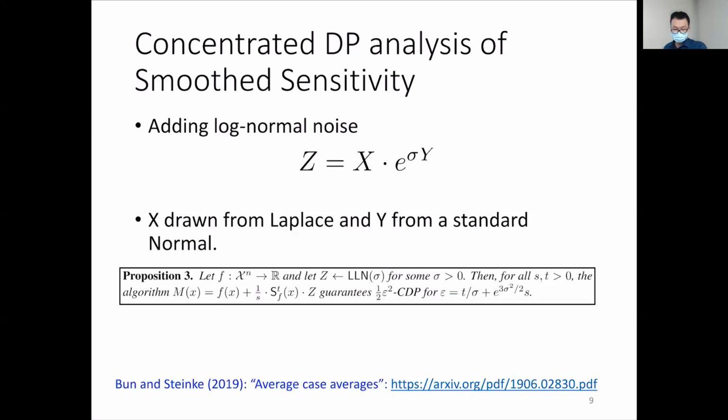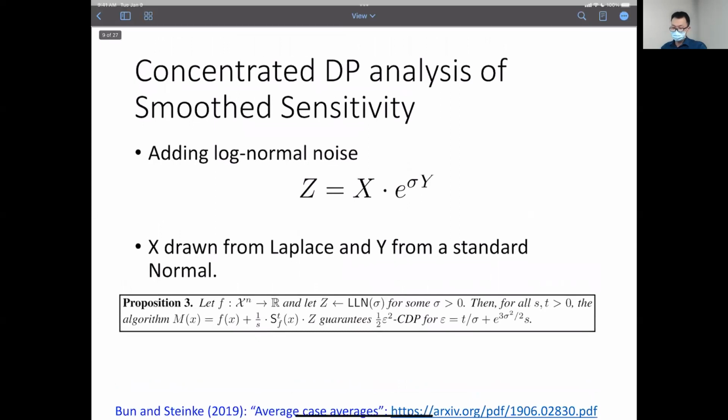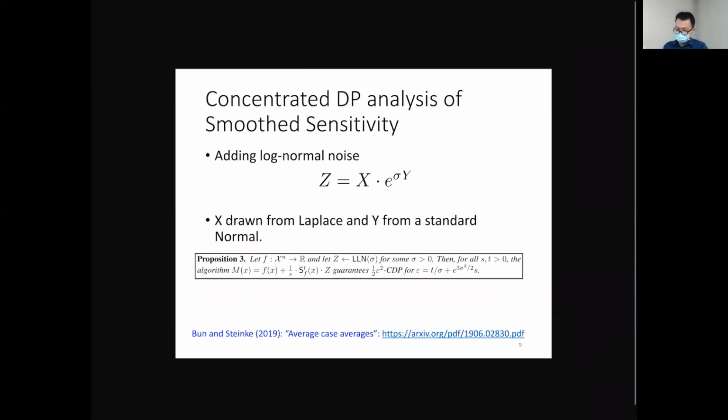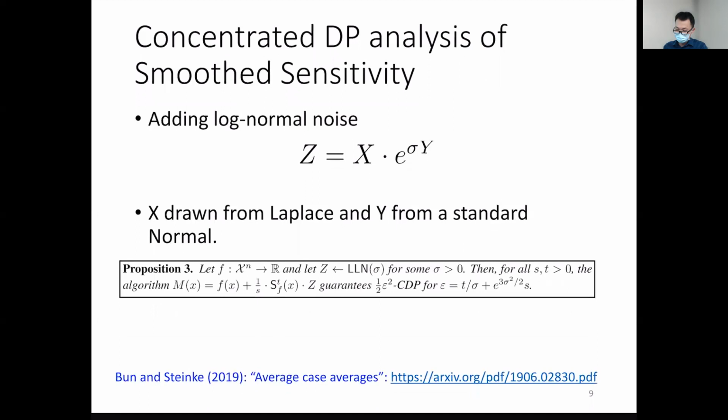In particular, in order to bound the concentrated differential privacy, we need to bound the Renyi divergence of two neighboring data sets. So on data set X, the output is f of X plus, say, G of X, where let's say this G of X is a smooth sensitivity scaled with this 1 over S.